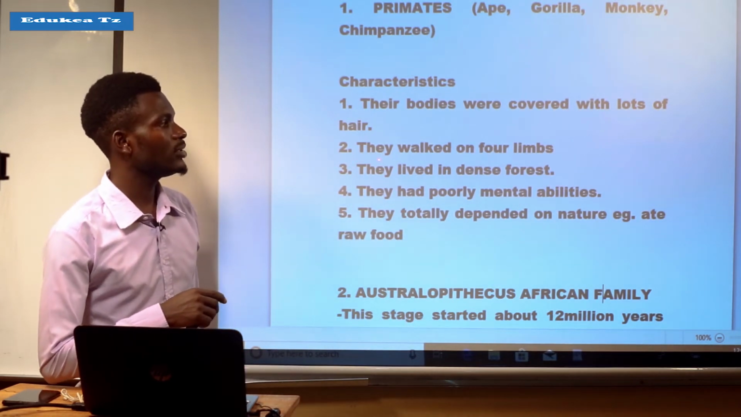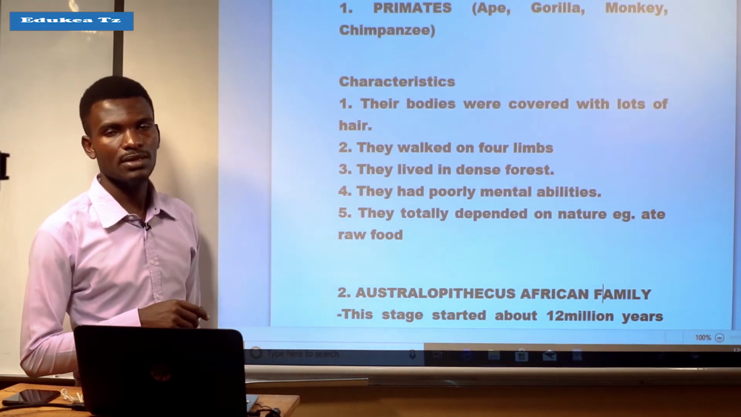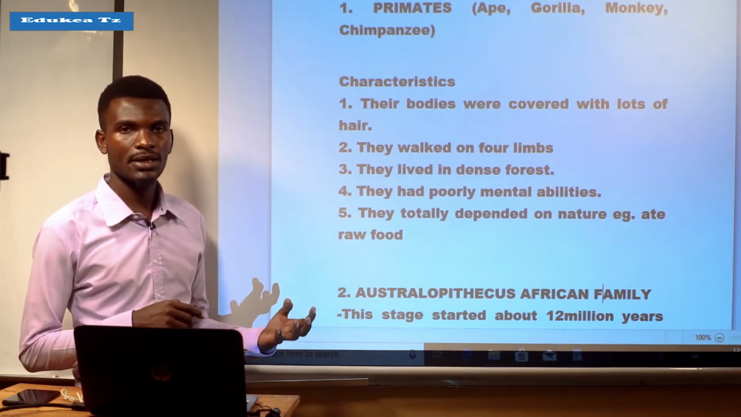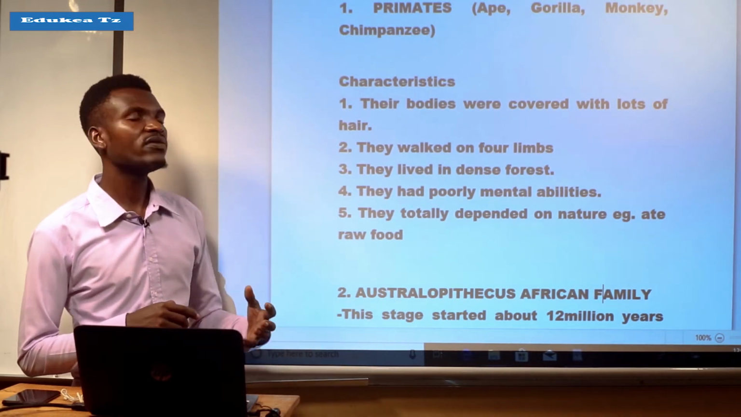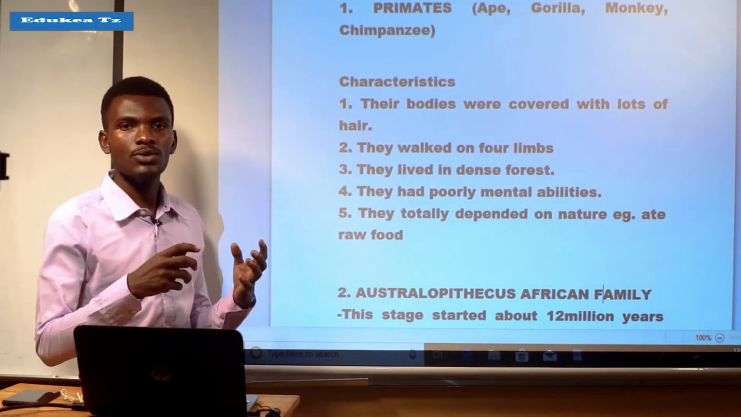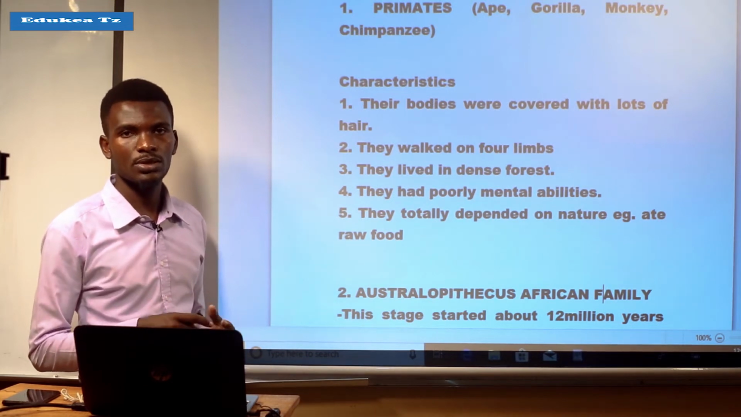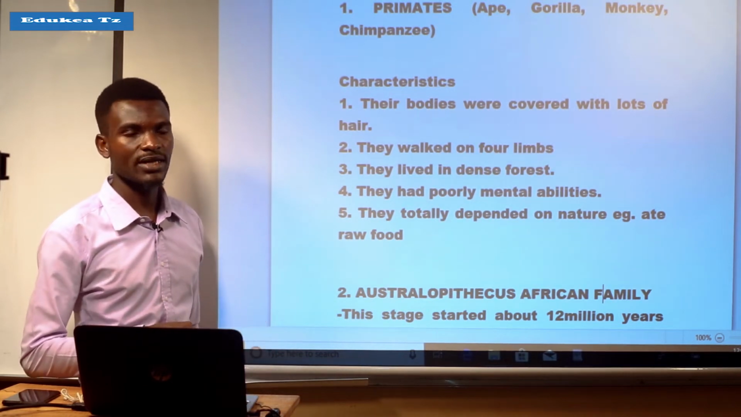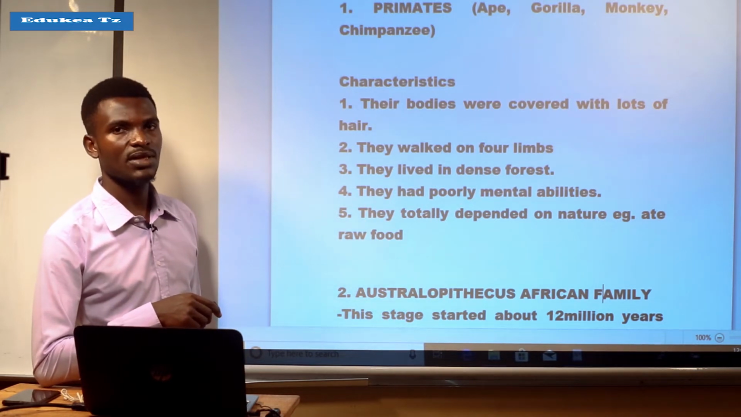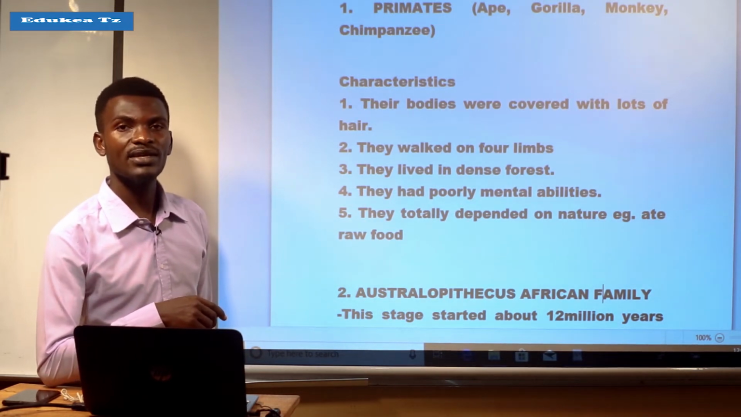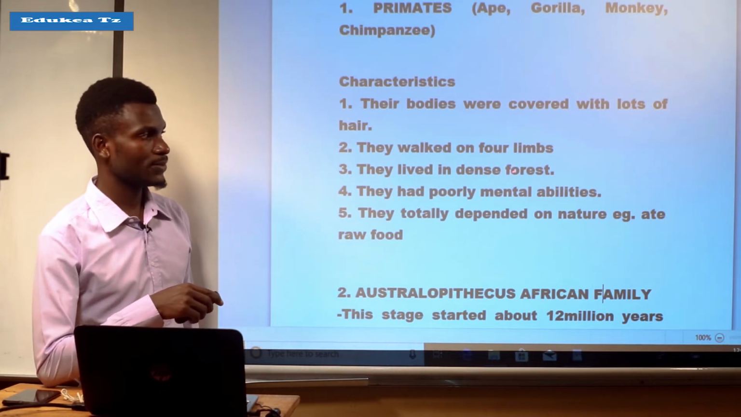In the second one, they walked on four limbs. It means that these creatures, monkeys, apes, chimpanzees, and gorillas, were using all four limbs in the process of walking. And the third one, they lived in dense forest. It means that the primates were living in the dense forest.